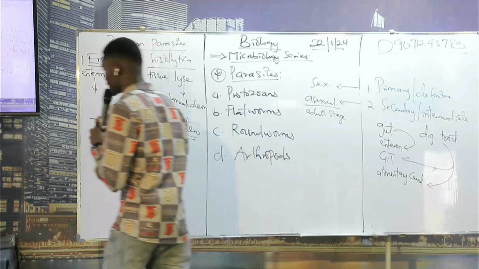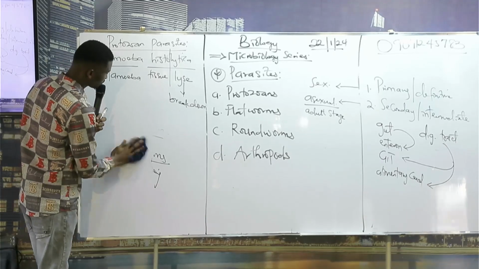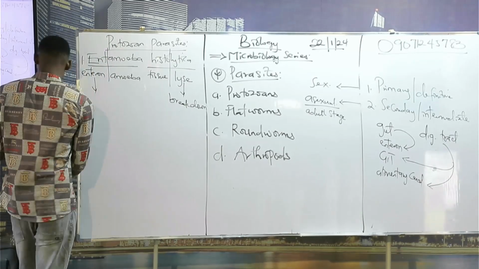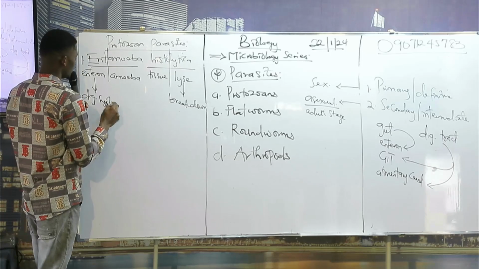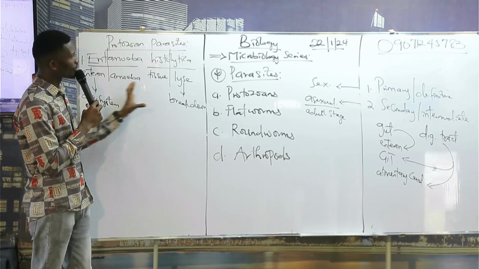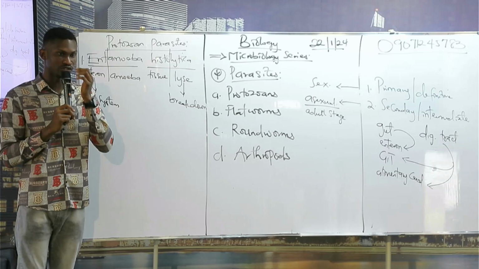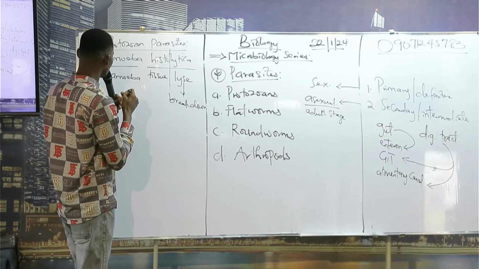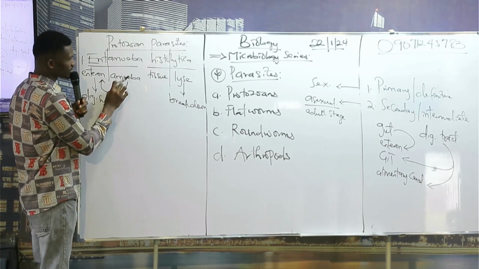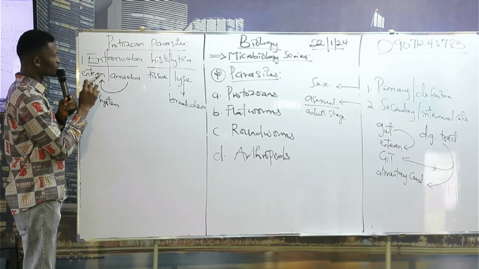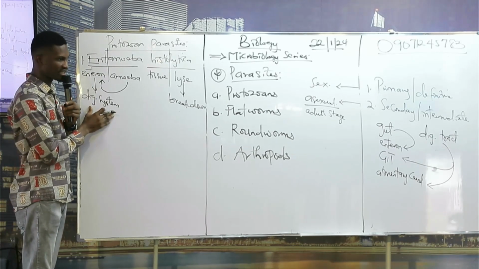What I'm saying in essence is that this word enteron means digestive system. So when you join these four words together, you can get the meaning of what this parasite does in the body. Entamoeba histolytica is first of all an amoeba that lives in the enteron. What does enteron mean? Digestive system.